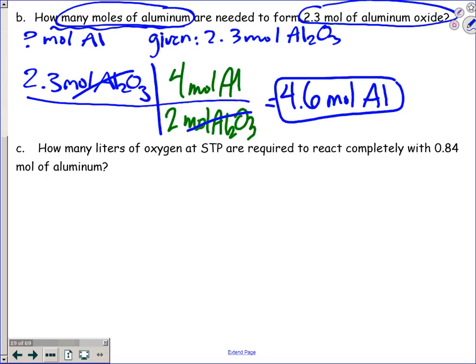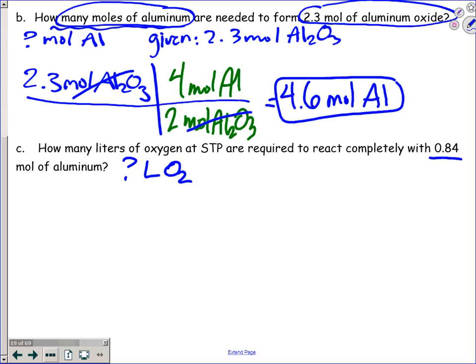So, what is the unit asked for in C? Liters of what? It's very specific. You can't just say liters or just moles. You have to identify it as well. So, how many liters of oxygen at STP? I'm already hearing liters at STP. What comes to mind when you hear liters? You're thinking 22.4, right? So you know you're going to use that sometime, you just don't know when yet.